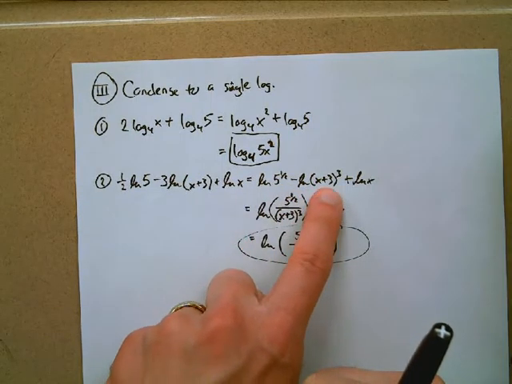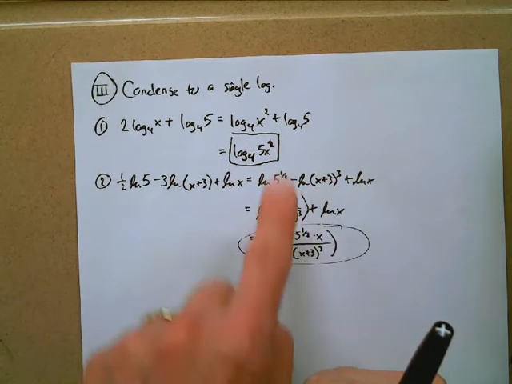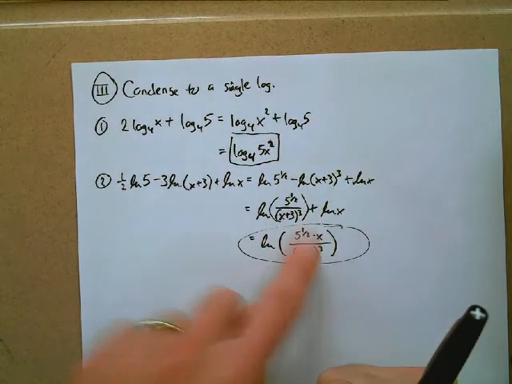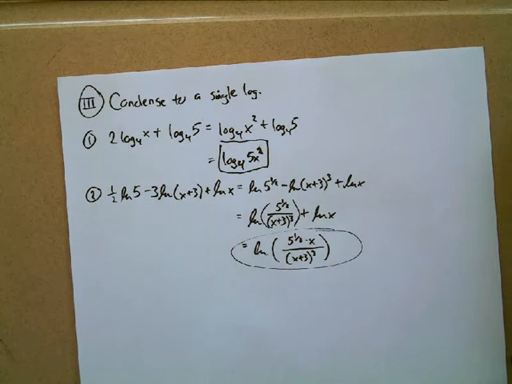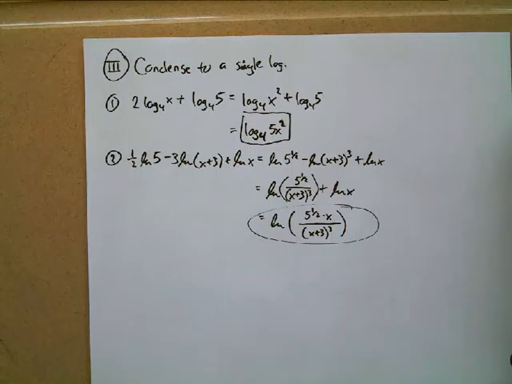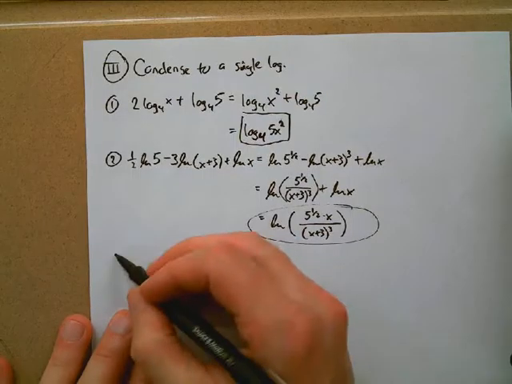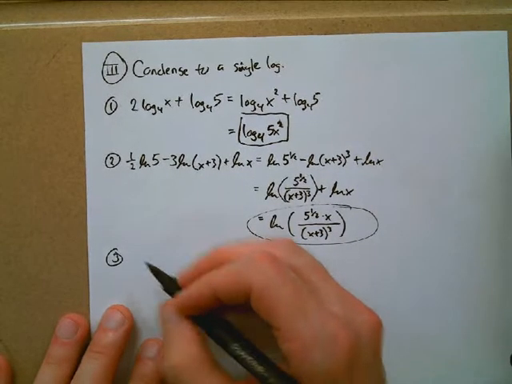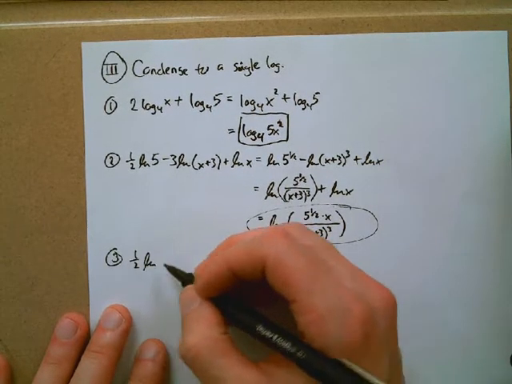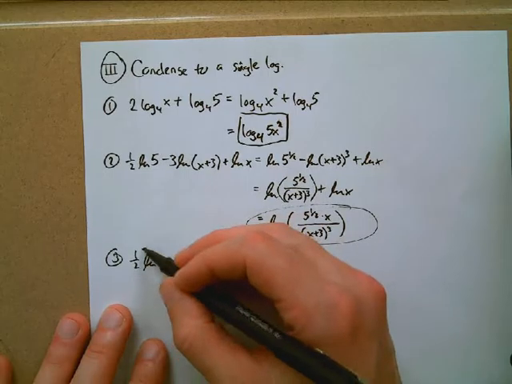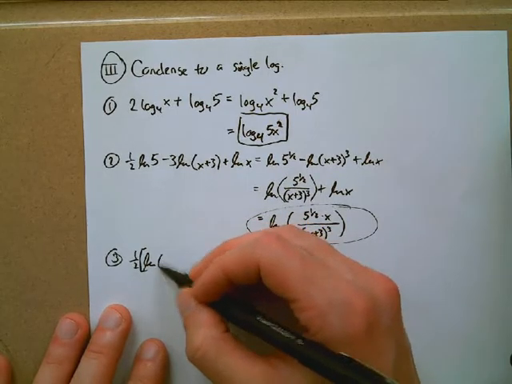Okay. We'll do one more here. 1/2 times the quantity of the natural log of x plus 1 minus 2 times the natural log of x minus 1 minus 3/2 natural log of 4.